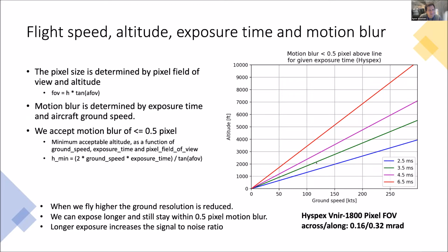we see that the minimum altitude we can fly at while keeping the motion blur below 0.5 pixel is 2000 feet. So by increasing the exposure time, we improve the signal to noise ratio. So we expose longer, but then you will see that if it increases to 6.5 milliseconds, we have to fly higher than 5,000 feet to keep the motion blur below 0.5 pixel. So these are calculations we do in the mission planning phase.